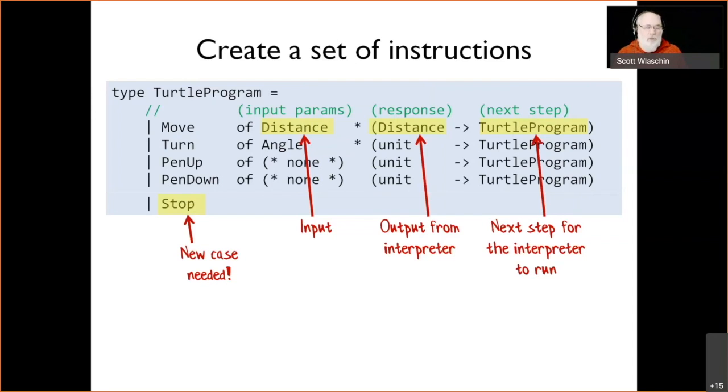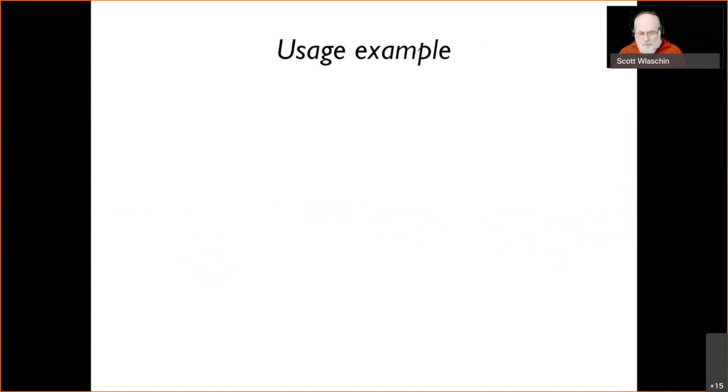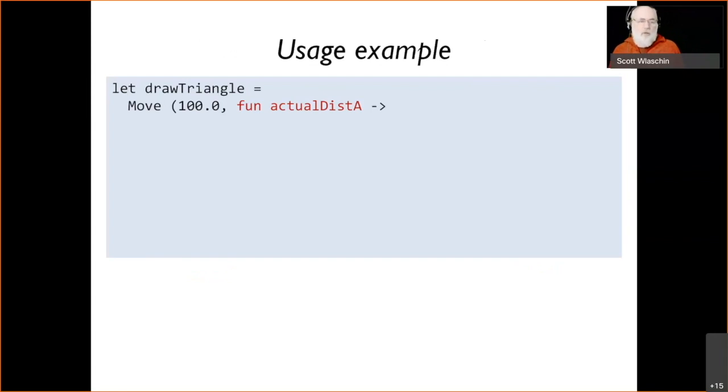Right, so that's our... now, don't worry about understanding this, I'm literally whizzing through this faster than you can imagine. So let's see how we draw a triangle. I'm going to ask you to move, and then I'm going to give you this callback or this continuation. When you've moved this distance, I want you to do this next thing.